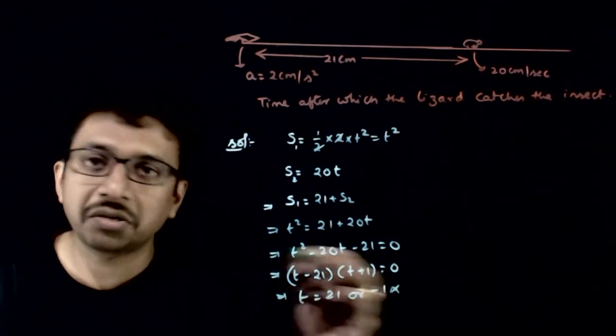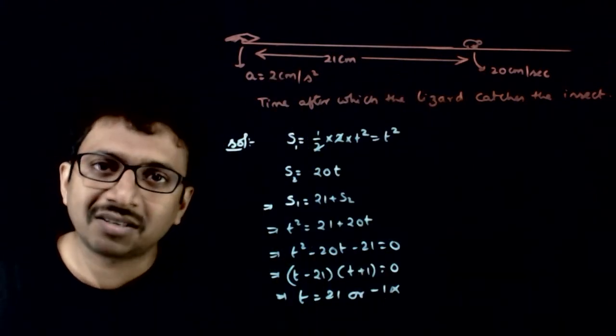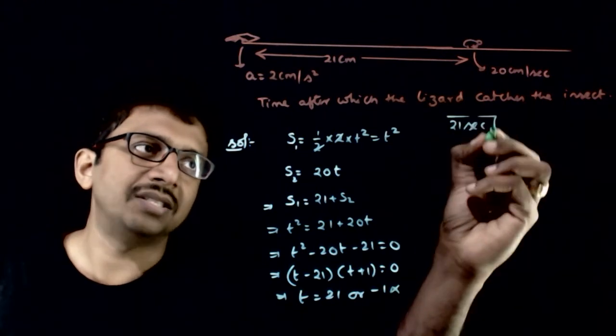So obviously minus 1 is not a valid answer. So the lizard will be able to catch the insect in 21 seconds. That should be the answer to this question.